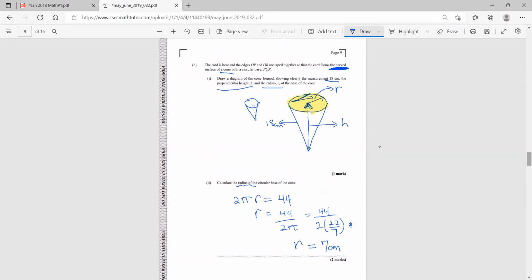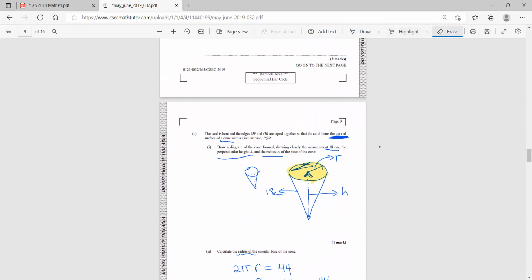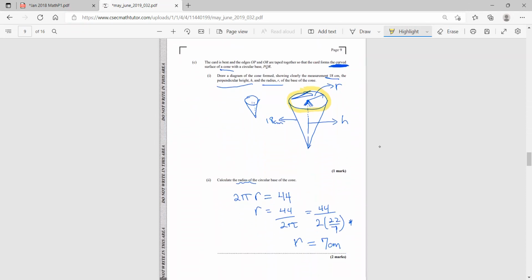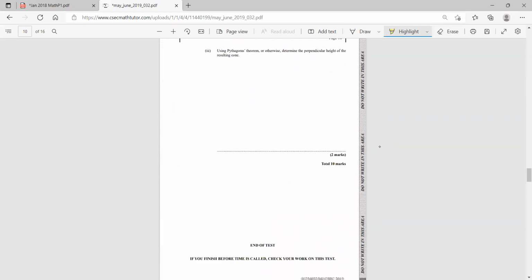So just to recap, this was a thinking part. You knew from above that the circumference, the length of the arc, was 44. They closed it in to make a full circle. Therefore, the length did not change. It is still 44. So we know that the circumference of the new circle is 44, which is 2 pi r is equal to 44. And we solve backwards for r.